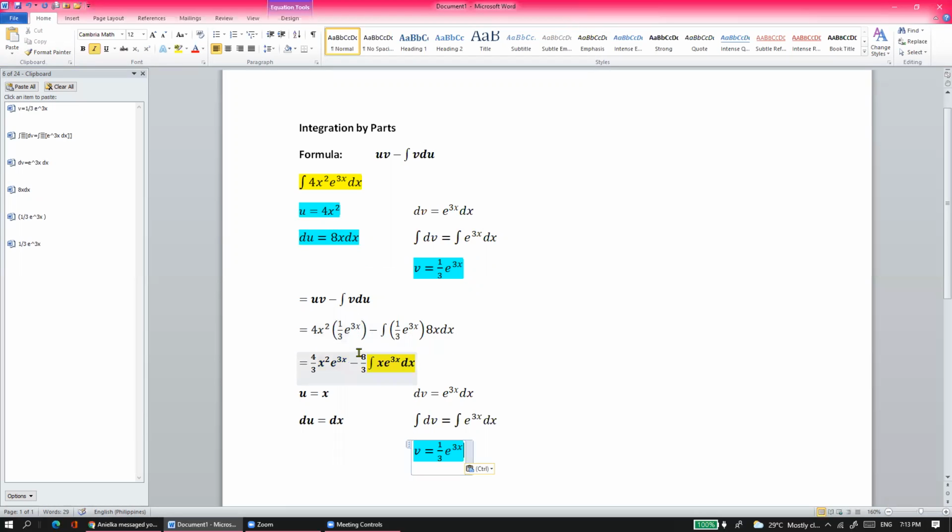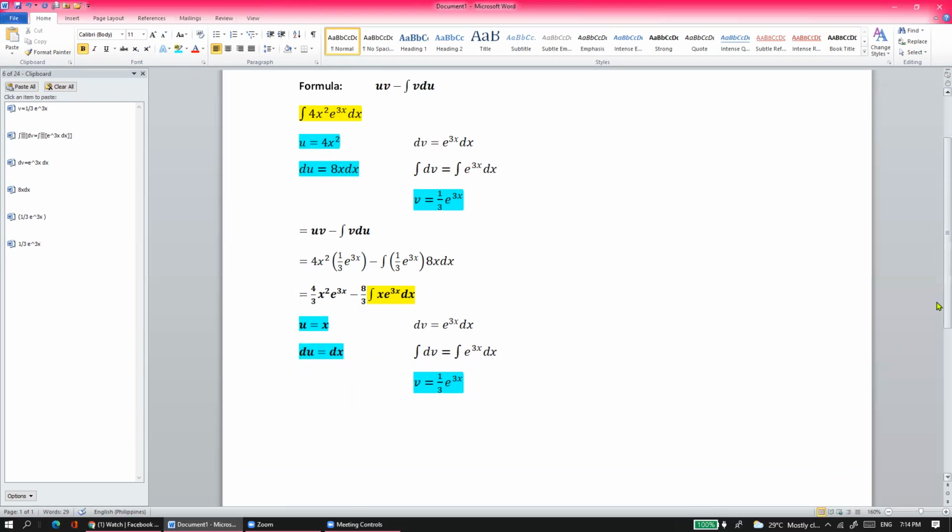So, I'm doing it step by step. Highlight ko uli yung tatlo, na bagong tatlo. Ito, yung u is equals to x, at saka yung du is equals to dx, at saka yung value ng b. Definitely, gagamitin uli yung tatlong yan. Now, anong gagawin ko ngayon?